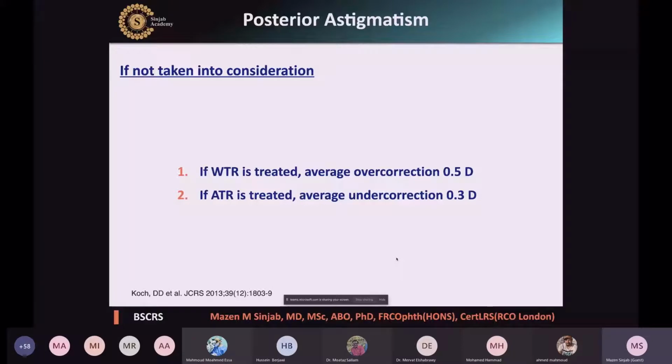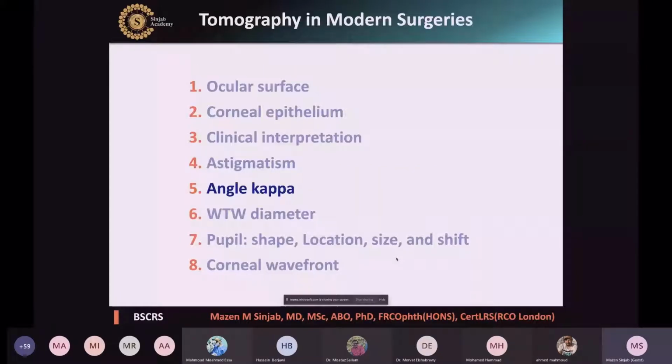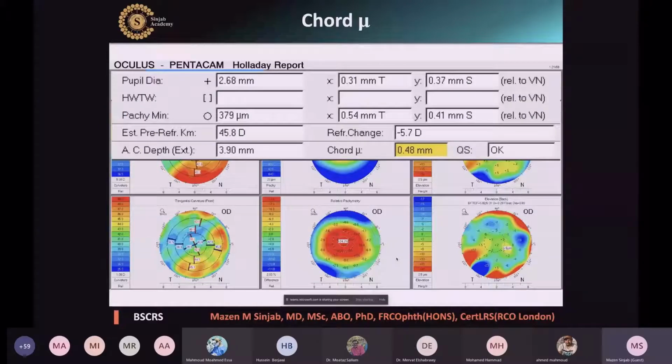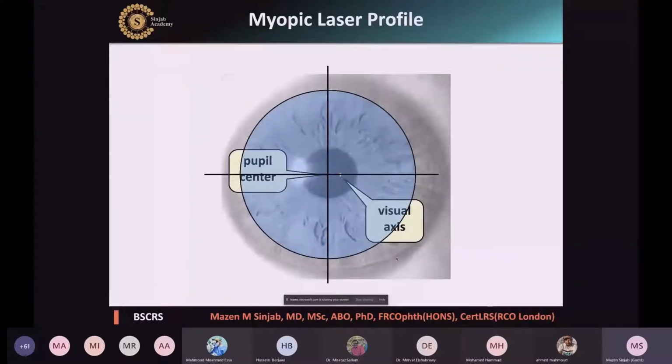We come to the angle kappa. Angle kappa in the Pentacam is given by chord mu in the Holladay report. So remember, it can be given in the Pentacam by chord mu. Now, you know that it is roughly the distance between pupil center and visual axis. Now, if we are doing a myopic laser profile, usually by default, the excimer machines will centralize the profile with the pupil center, unless you shift it, okay?